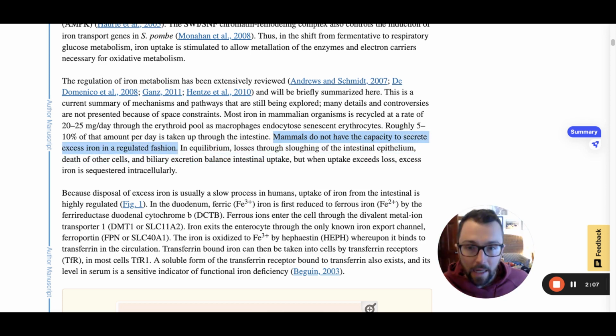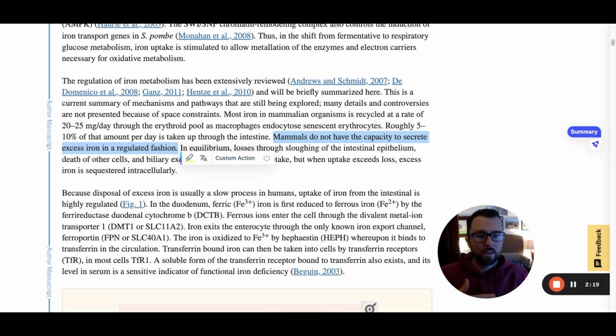Of particular importance here, mammals do not have the capacity to secrete excess iron in a regulated fashion. In equilibrium, losses through sloughing of the intestinal epithelium, so where our small intestine is absorbing the iron, those cells are progressively being pushed out and recycled the same way that any other cell type is being pushed out. The old is going out, the new is being built from within. So we're pushing out intestinal cells that hold iron, and they're just being recycled and excreted via our feces.